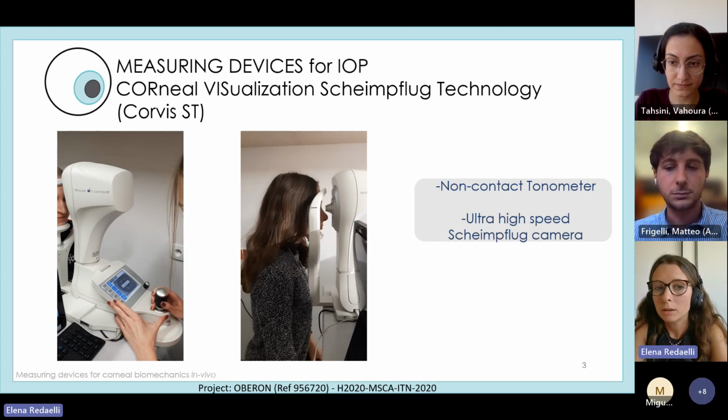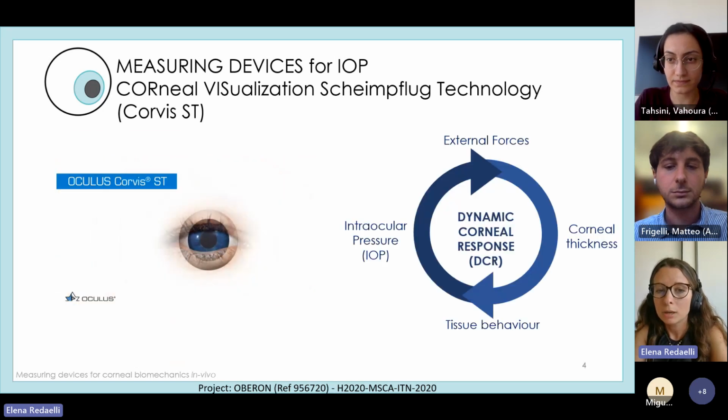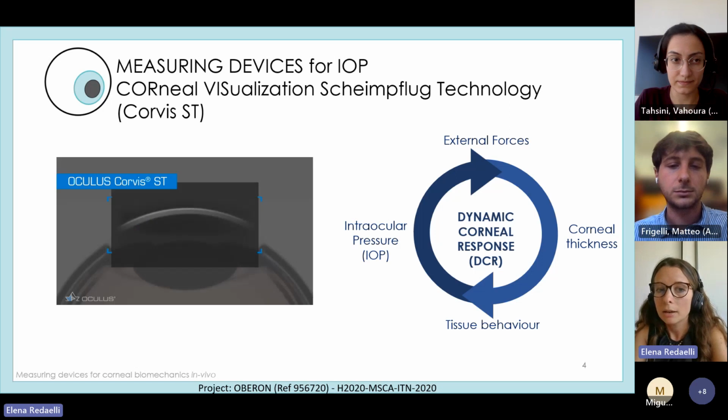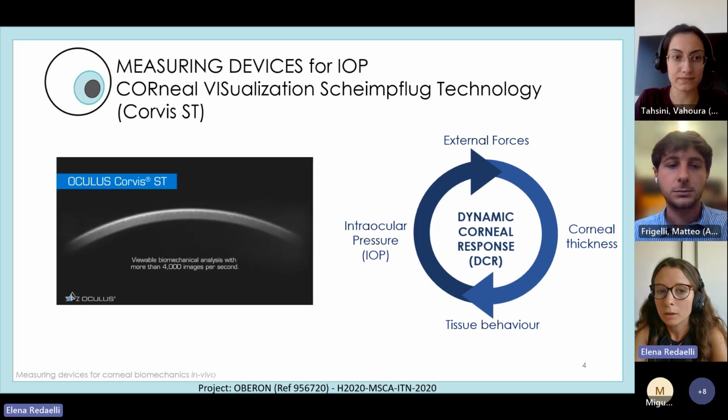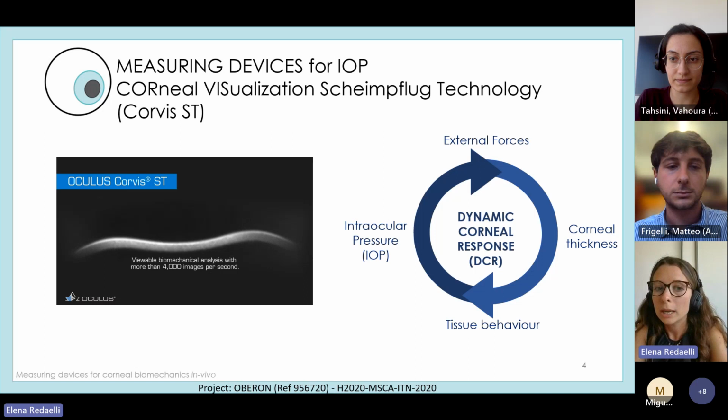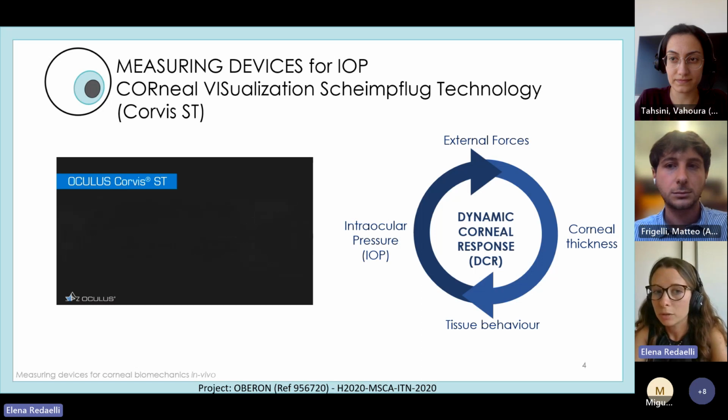Another improvement of Corvis with respect to Goldmann is that it is provided with an ultra high speed camera. And this camera is able to give us the images of the central section of the cornea, the nasal temporal section. And in 140 images during the 30 milliseconds of the air puff, we have the deformation of the cornea.